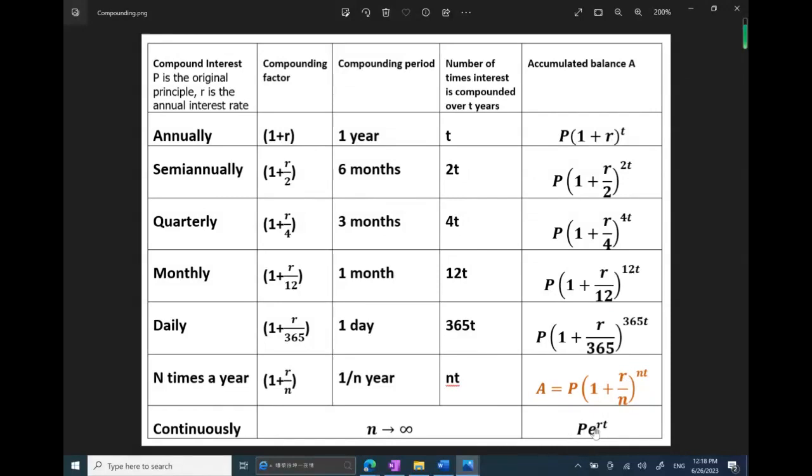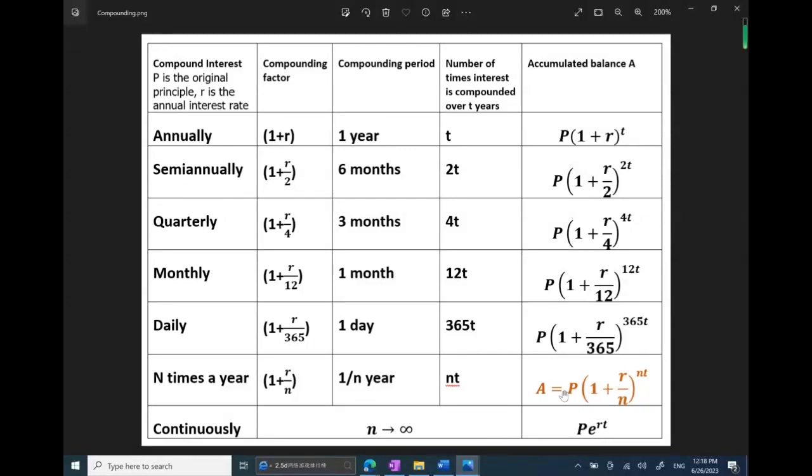P is the original principal, r is the annual interest rate. Note that r in the problem is always the annual interest rate, and you can adjust it depending on how the interest is compounded. But the r in the formula always refers to the annual interest. T is how many years your money is kept in the savings account. And what is e? e is the natural number, or Euler number. You might remember Euler diagram from the previous chapter, right? Same guy. It's an irrational number.